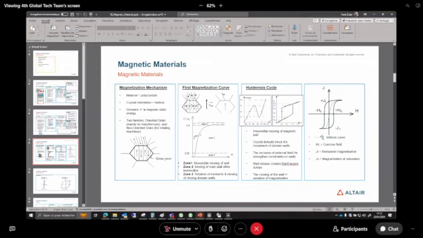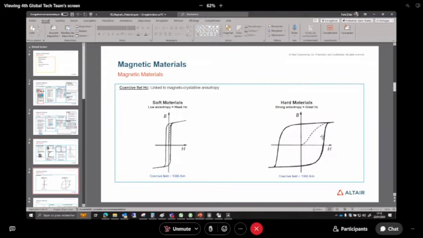Then this hysteresis loop will define two main families, right? The one having a thin loop, which is soft material, mainly lamination, and the one having a large loop, which is hard material, mainly magnets. This is something important to know. And the hysteresis losses are what we have on the loop actually. The thinner the loop, the better our lamination.